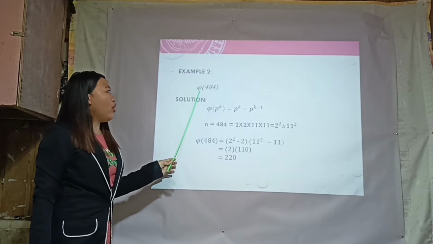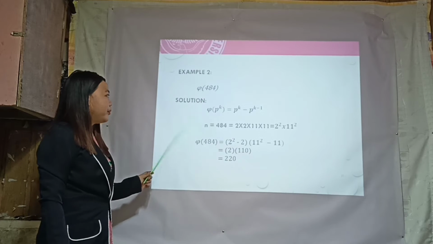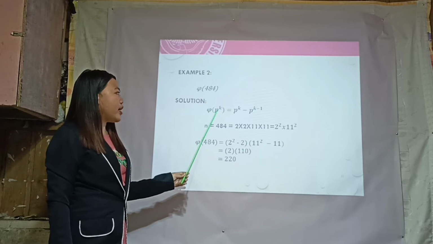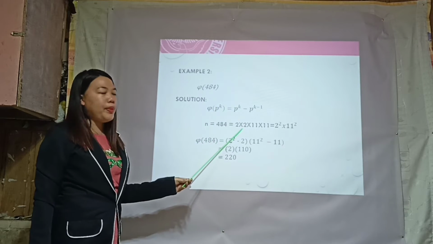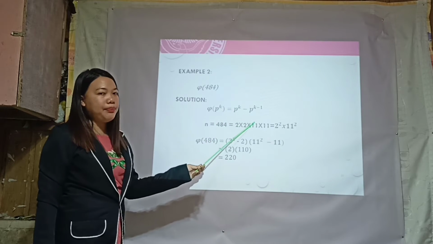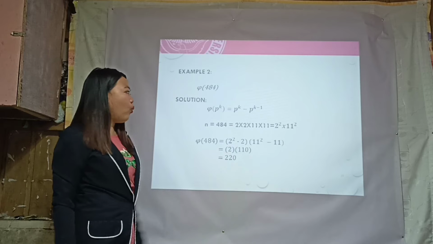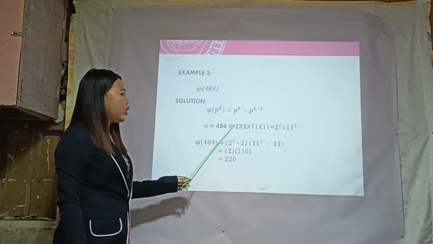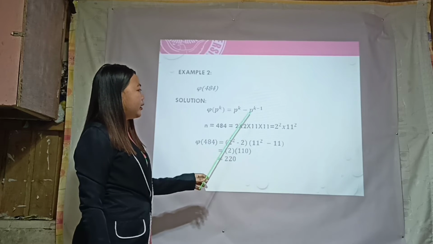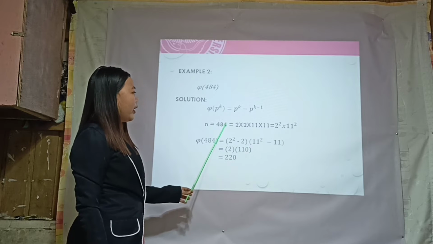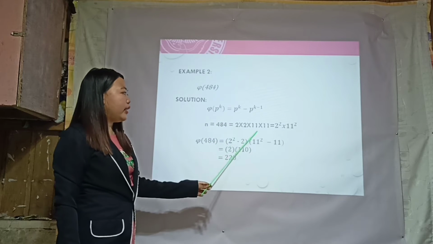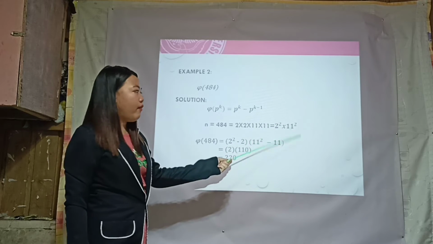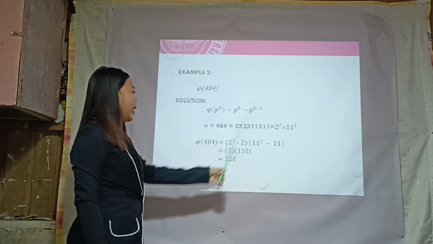So, phi of 484. The solution, phi of p raised to the power of k, is equal to p raised to the power of k minus p raised to the power of k minus 1. So, our n is equal to 484, and the factorization is 2 times 2 times 11 times 11 is equal to 484, and it is also equal to 2 squared times 11 squared. So we will use this.